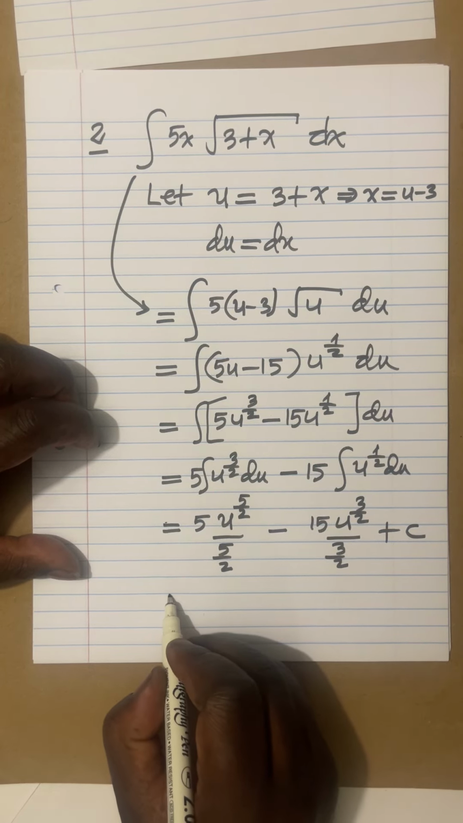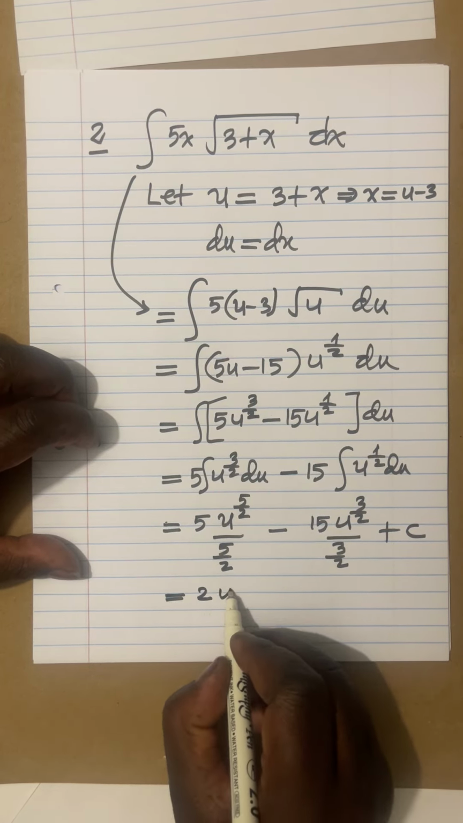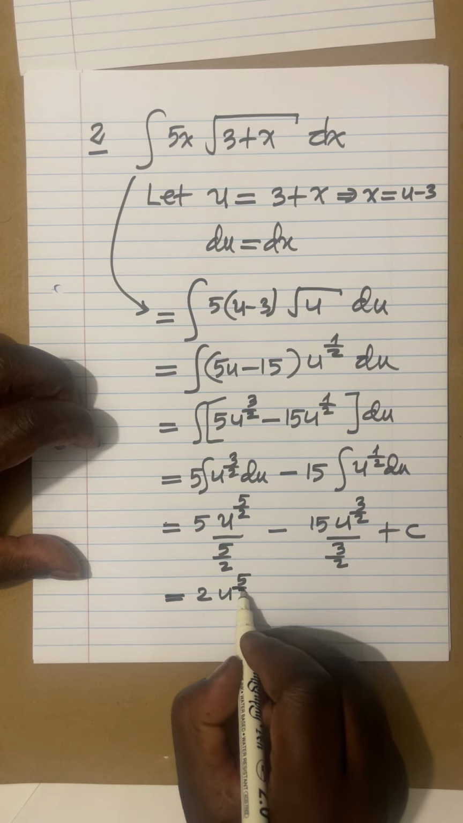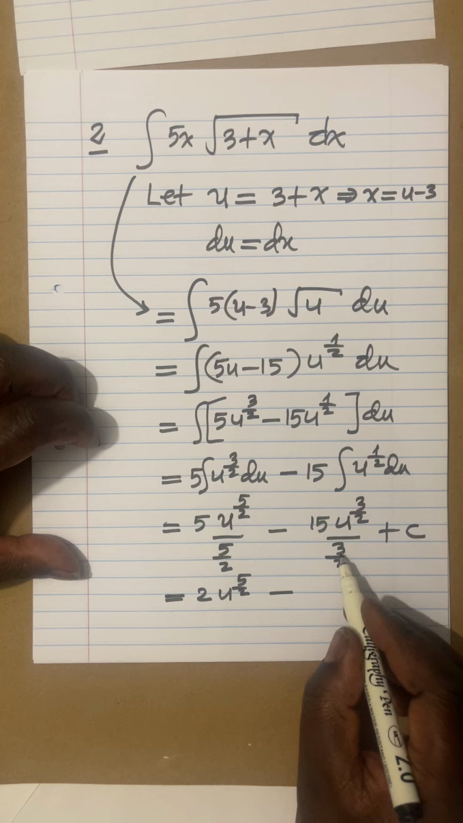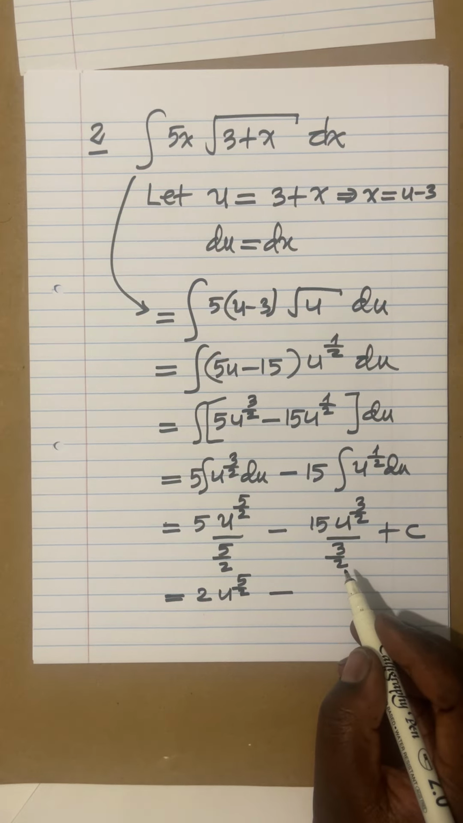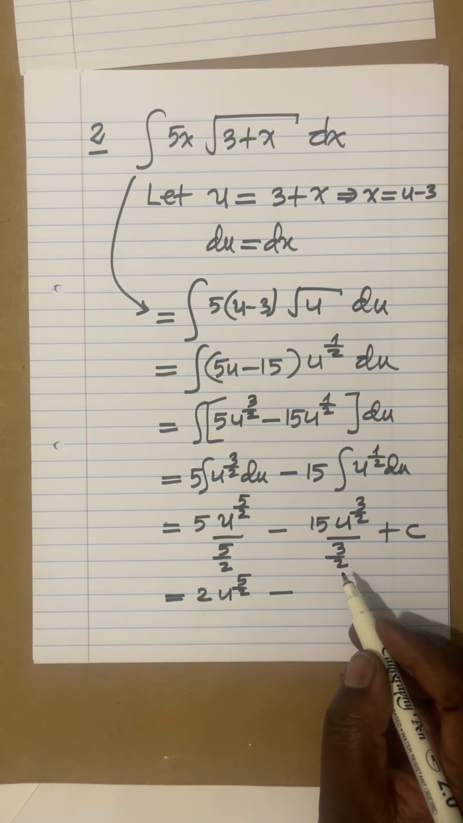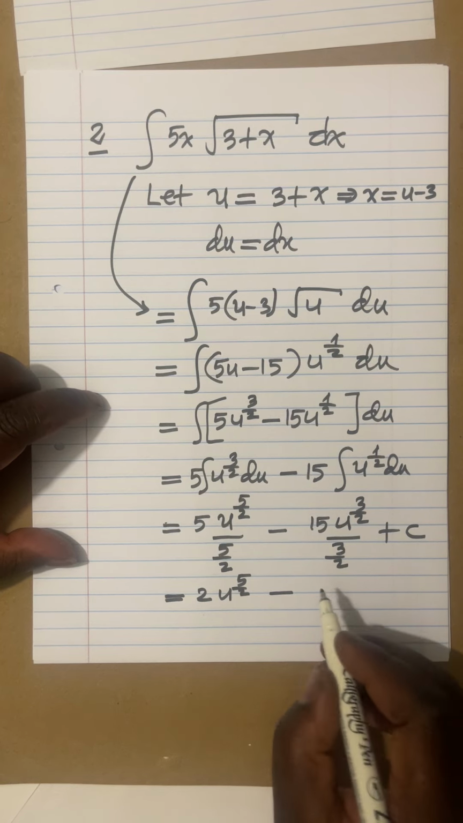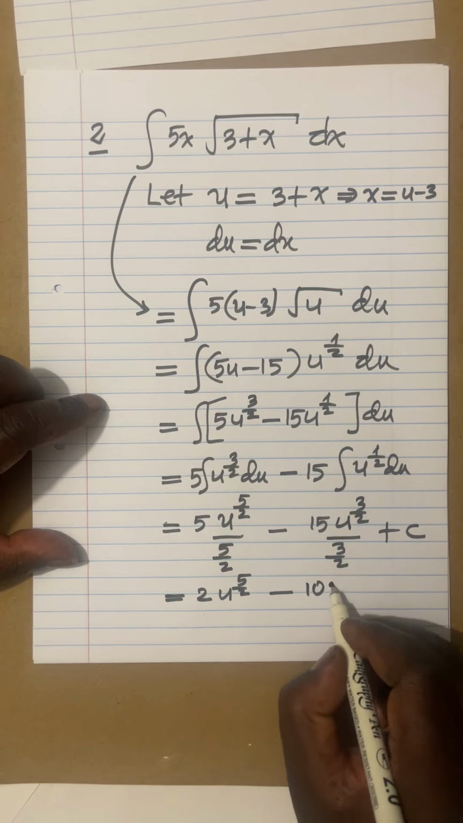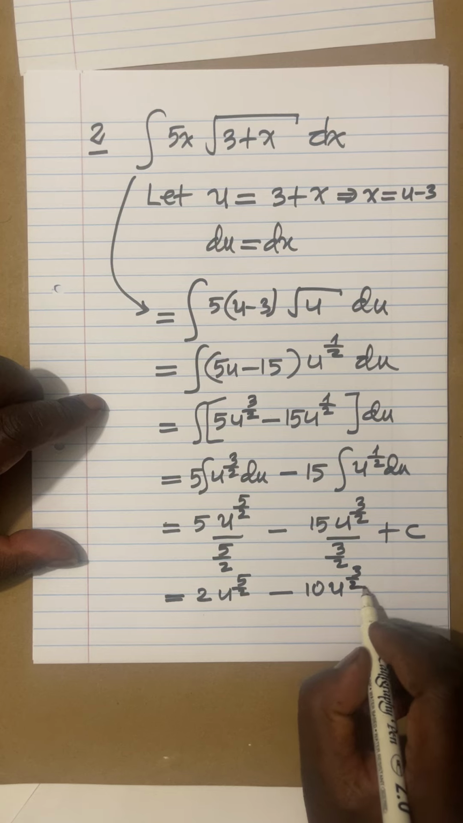So this is going to be 2u to the power 5 over 2 minus 15 divided by 3 over 2. If you do your maths there, it's actually going to be 10. 15 divided by 3 over 2 is going to be 10. So that's 10u to the power 3 over 2 plus c.